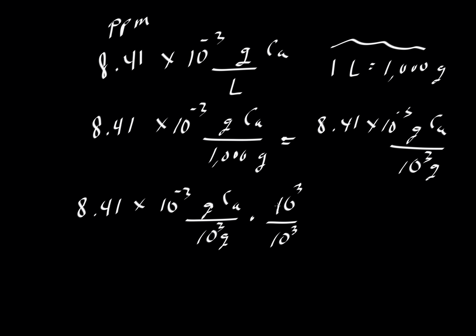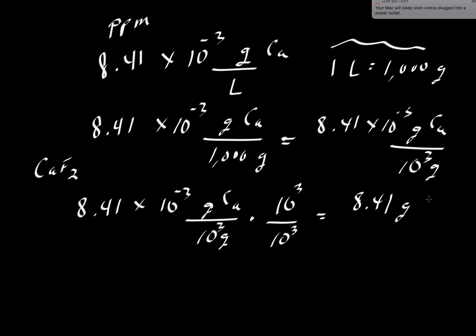The concentration is fixed by virtue of the fact that we have a solution that's in equilibrium with calcium fluoride. And we're assuming there are no other sources of calcium. So if we take this and multiply by 10 to the 3, minus 3 plus 3, those will cancel out. 10 to the 3 times 10 to the 3 is 10 to the 6. So we have 8.41 grams of calcium per 10 to the 6 grams of solution. So that's our parts per million. We've got 8.41 parts per million calcium.